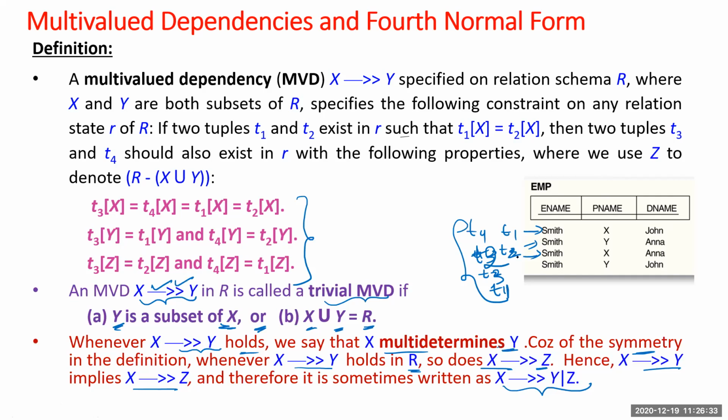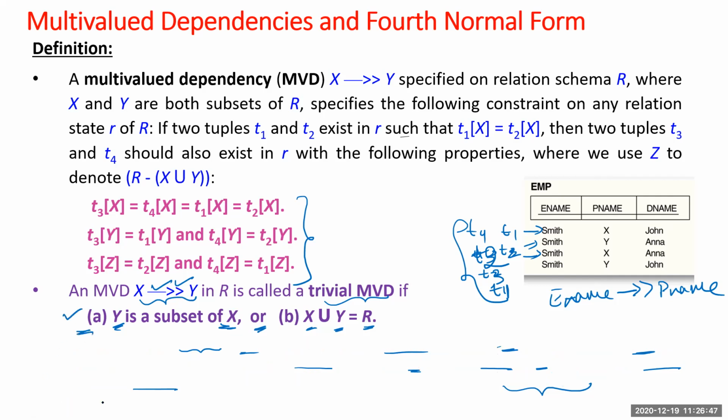Fine. You just check. Now, what is my dependency here? E name multi-determines P name. First check the first condition here. I'm talking about this condition: if Y is a subset of X. This is Y. Is this a subset of X? No. You know what is subset? It is not.